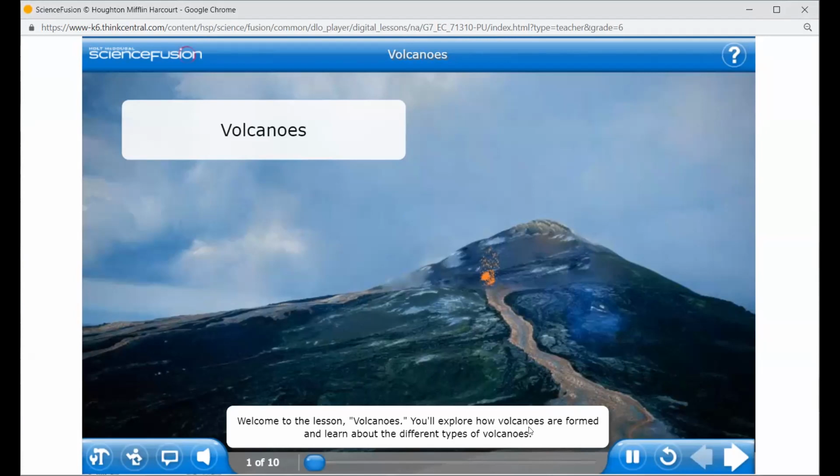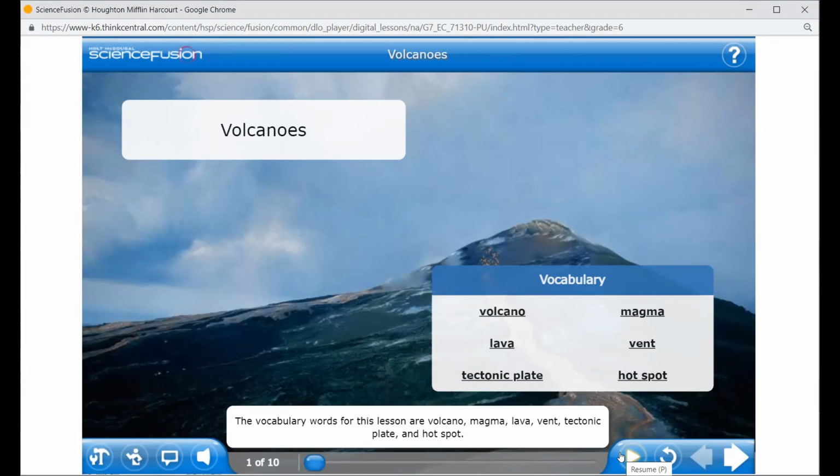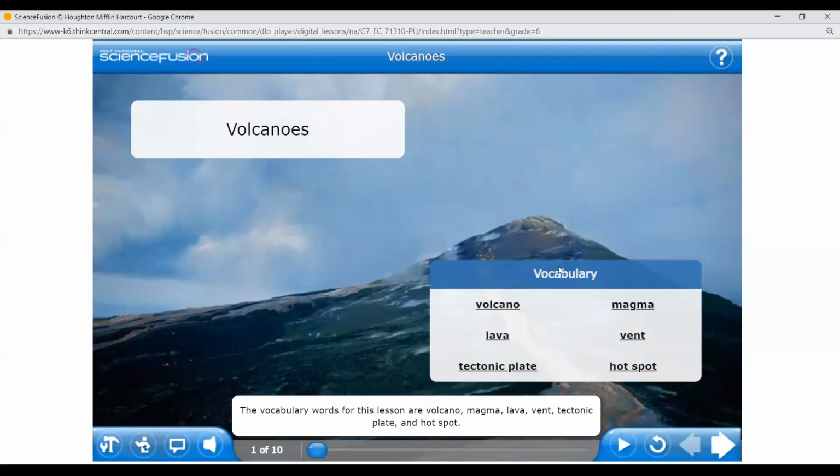Welcome to the lesson Volcanoes. You'll explore how volcanoes are formed and learn about the different types of volcanoes. In volcanoes, you understood how a volcano erupts, how magma comes out, and outside it is called lava. What is the vent? It is an opening. Mostly all of the vocabulary words you know very well in volcanoes. Now, what is a tectonic plate and what is a hotspot? This is what we are going to check now.